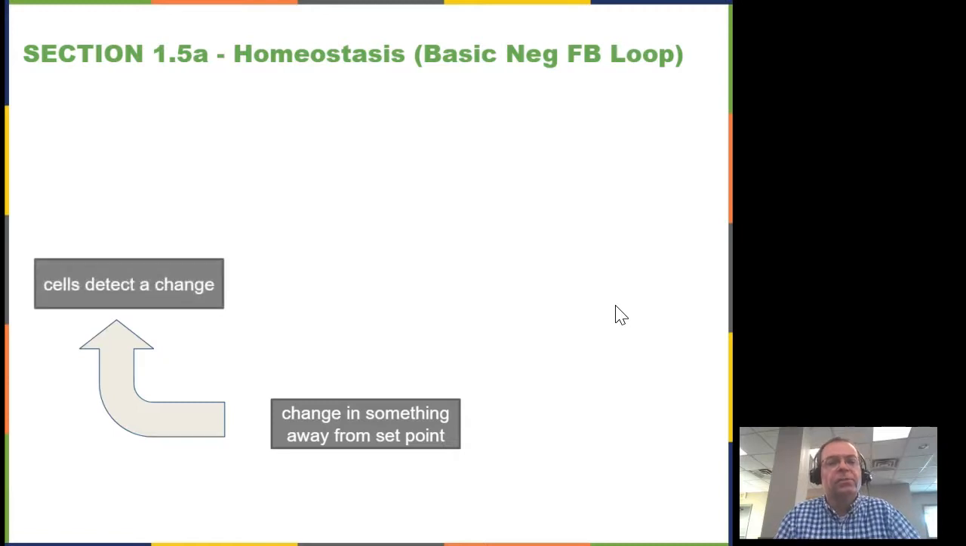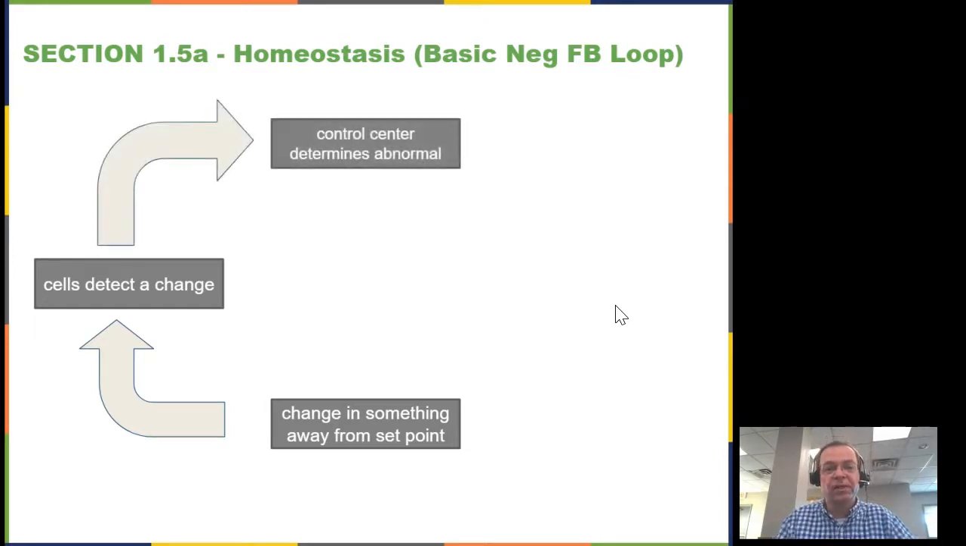And there's specialized cells that pick up that, hey, there's something going on here. They detect a change. They don't know what the change is. All they know is that something is going on. They don't know what to do about it. So in order to help fix the problem, they send signals to a control center. And a control center, very often it's the brain. There are a few other control centers within the body, but 99% of the time it's the brain.